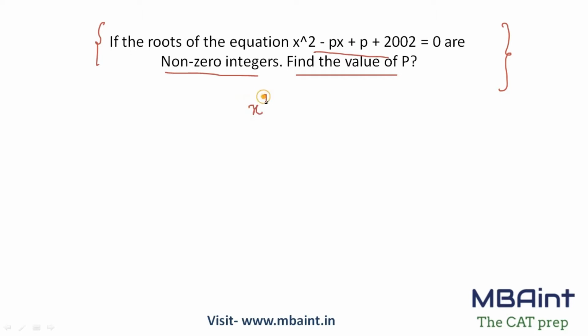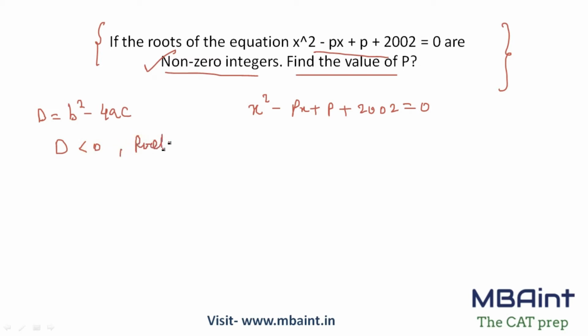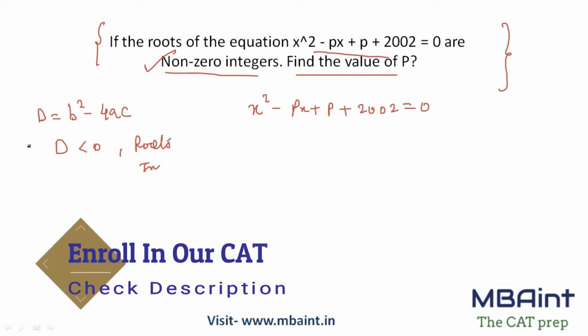So I'll rewrite this equation, which is nothing but x square minus px plus p plus 2000. That's what is given to me. Now it is saying that it has non-zero integer roots. Now guys, you need to understand basic stuff here. I will talk in terms of the discriminant. I hope you know what the discriminant is, which is D equal to b square minus 4ac. When the value of D is less than 0, my roots are imaginary, so this case is out of the league.